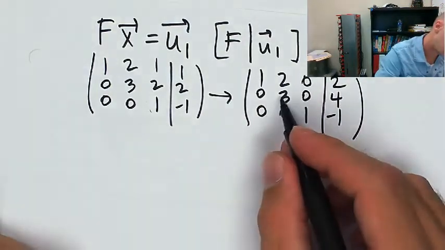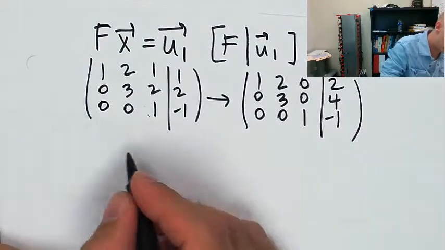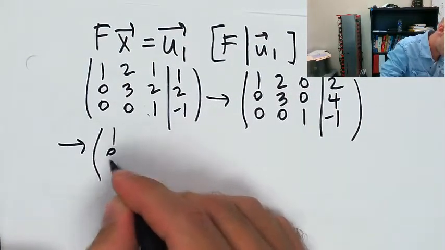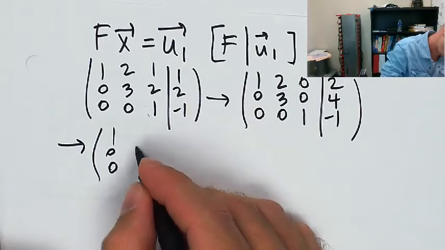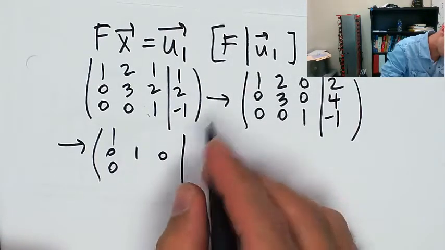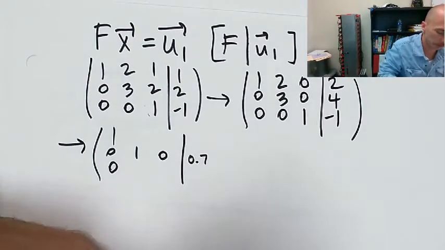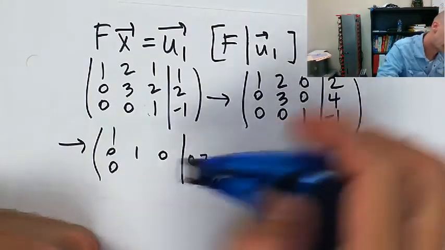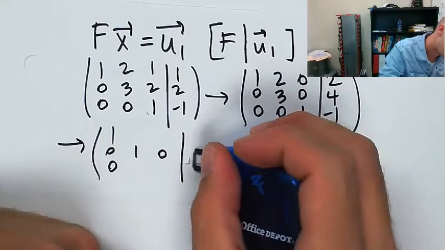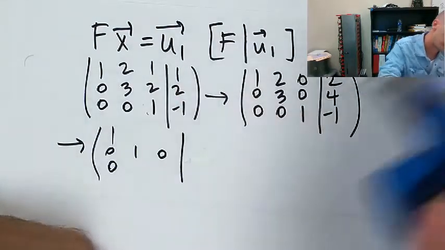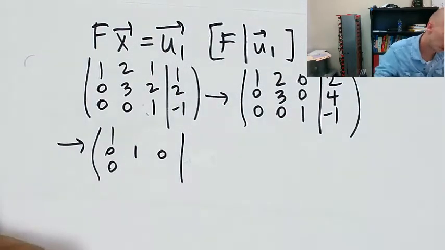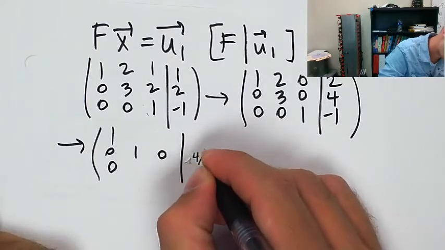All right, 1, negative 1. Okay, I need to deal with that business there, so I'm going to have 1, 0, 0. If only. But I'm dividing by 3, right? It's not going to be 0.75. It's going to be 4/3. I don't really like dividing by 3, but that's okay. So that's going to be 4/3.